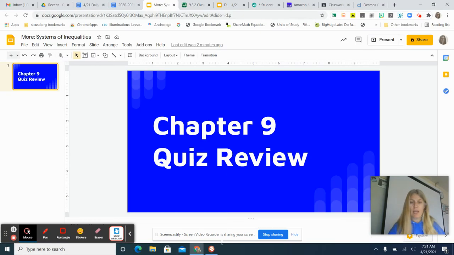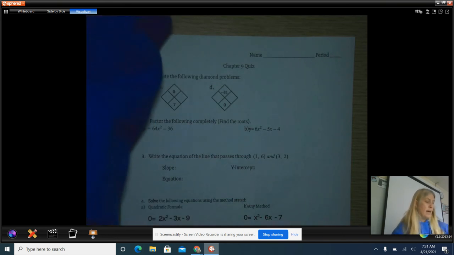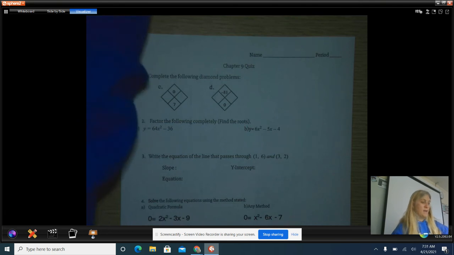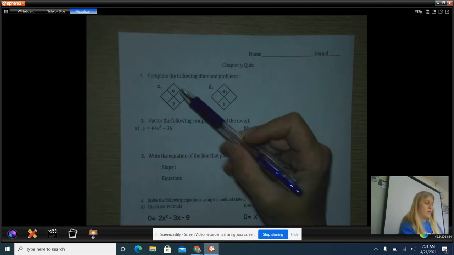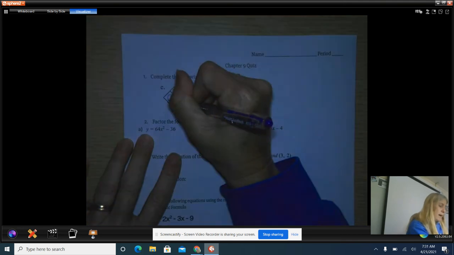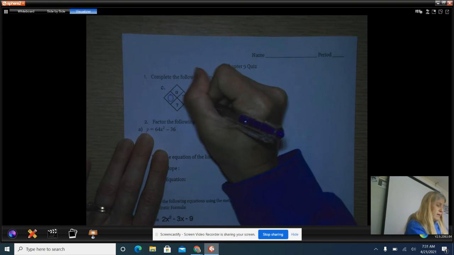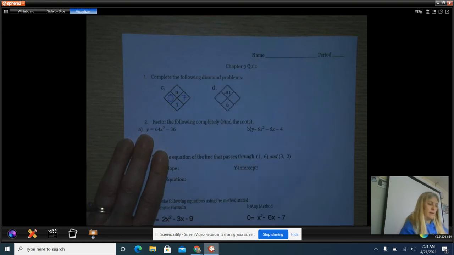So let's go ahead and jump right into problem number 1. We are looking at solving a diamond problem. Once again, we're looking for two numbers to multiply at the top and add or subtract to the bottom. The only way you can multiply to get a 0 is by having one of those numbers as 0, and then 0 plus 7 makes 7. So 1 point for each of those.